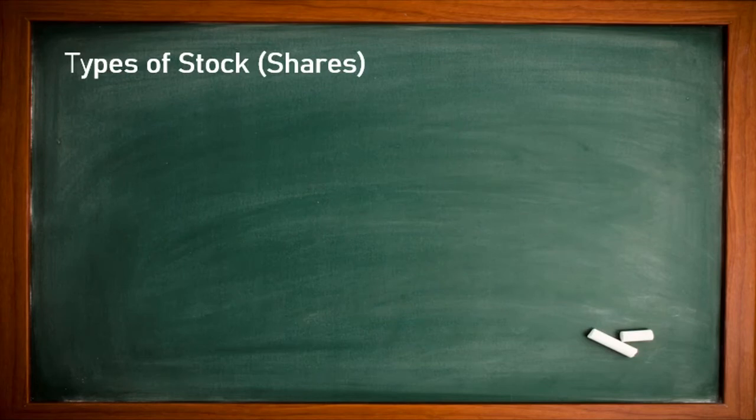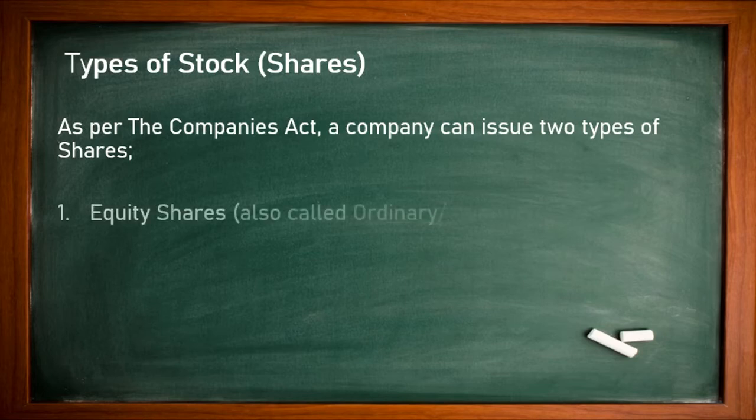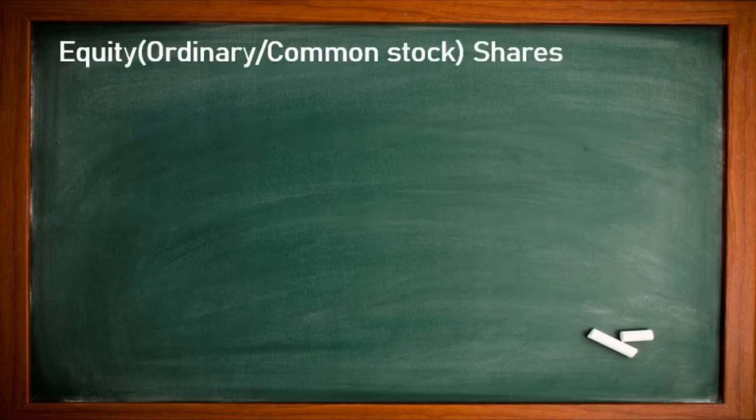Let's move on. We'll discuss the types of stock or types of shares, meaning what types of shares are available in a company. As per the Companies Act, a company can issue two types of shares. Number one is the equity share, also called an ordinary share, stock or common shares. And number two, preferred shares. Preferred stock or preference stocks are common.